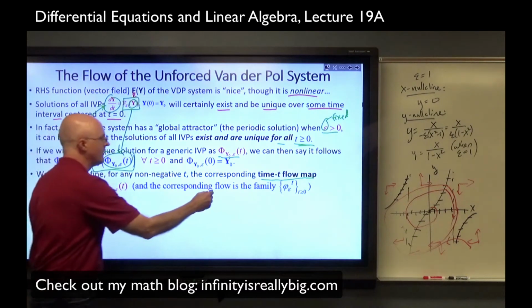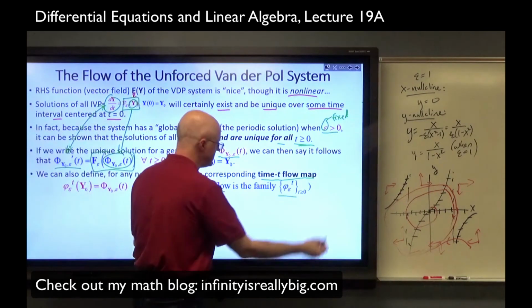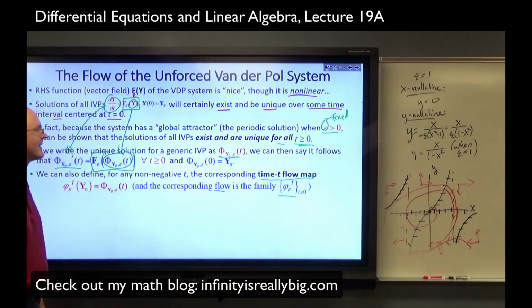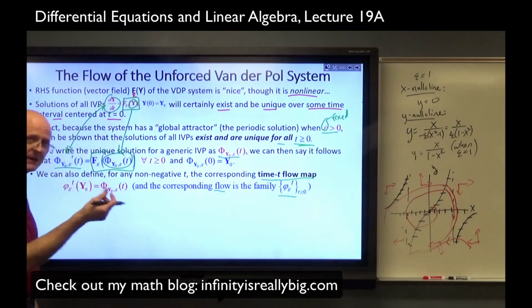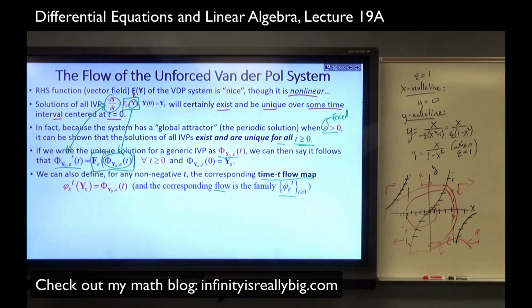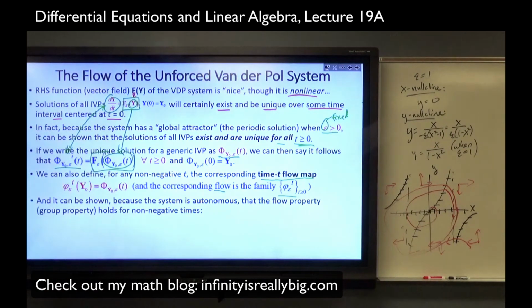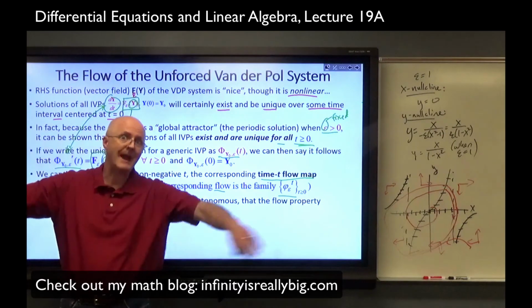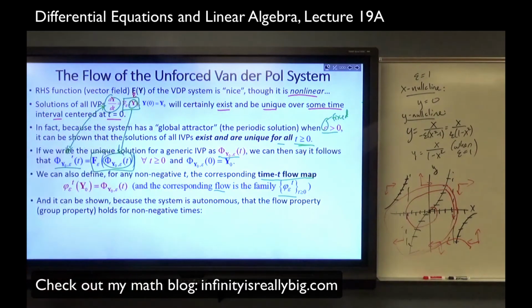The flow itself is just the family of these functions as t varies. t can only be greater than or equal to 0 here because I can only be certain you're going to be defined for all t greater than or equal to 0, not t negative. It will be defined for some small negative t's, but not necessarily as t goes to minus infinity, because you could have vertical asymptotes, so to speak, in backwards time. If it's an attractor in forwards time, it's really a repeller in backwards time.